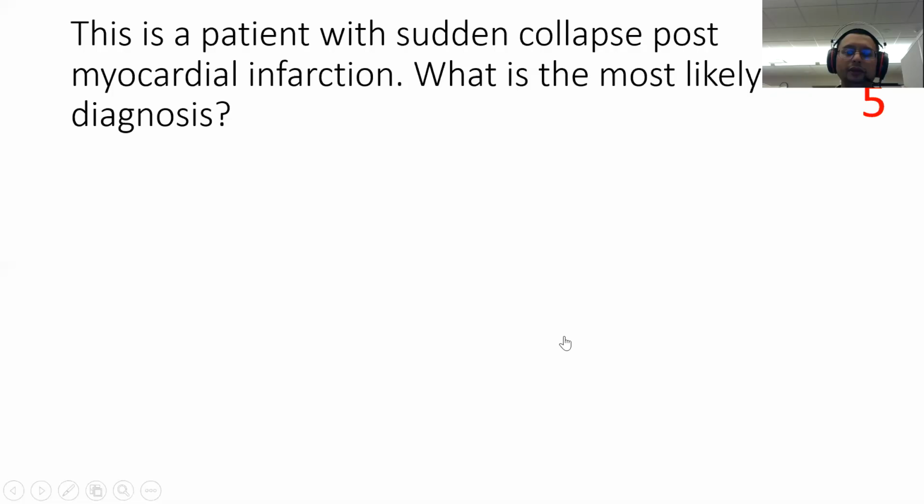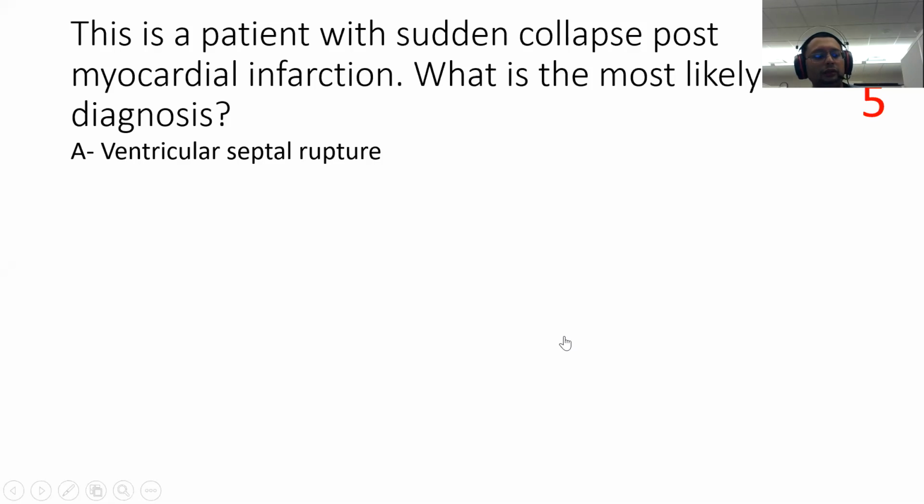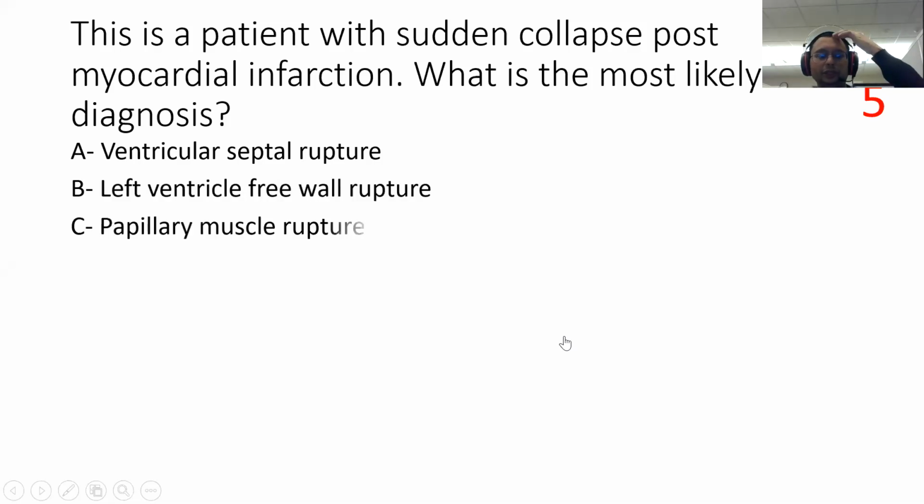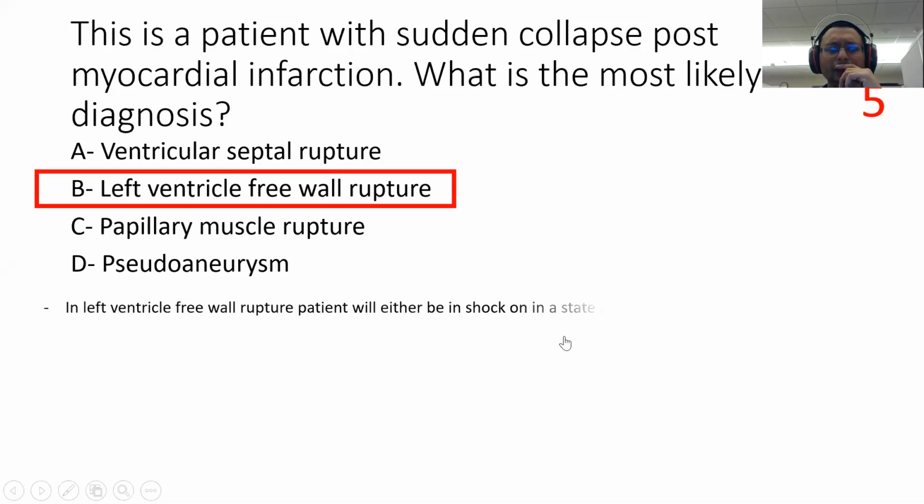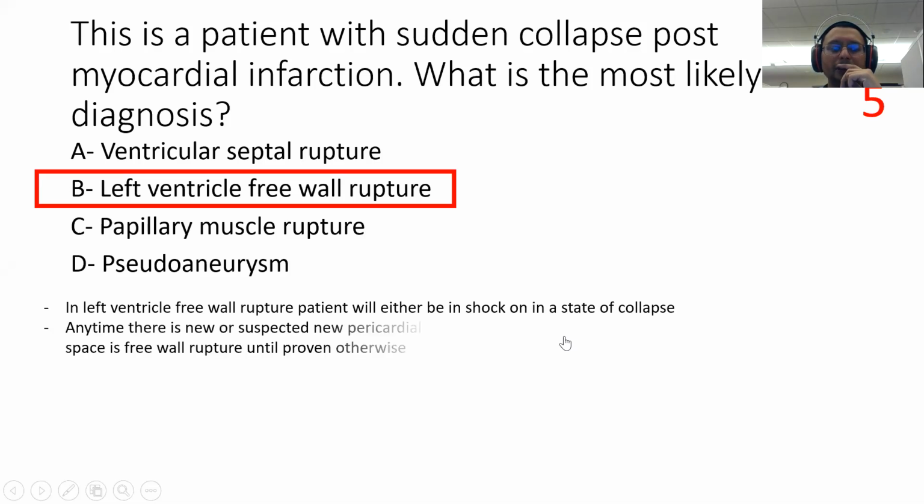So it's not ventricular septal rupture. Ventricular septal rupture will cause ventricular septal defect. It is a free wall rupture. It is not a papillary muscle rupture and it is not a pseudoaneurysm. Pseudoaneurysm is a contained rupture. This rupture is not contained. So the patient will either be in shock or in a state of collapse.